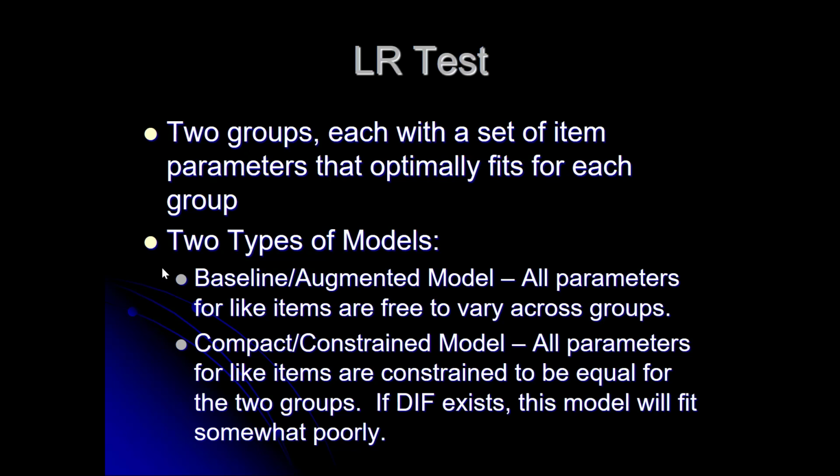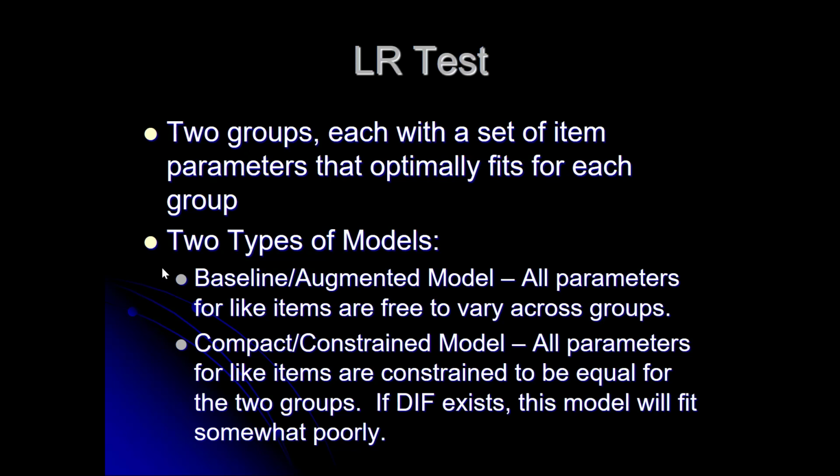You'll have different item parameters for item one versus item two in each group and across groups. So "same items" just means the same item that both groups take. And then we're going to run a second model, and the second model is a little bit different. It's called the compact model in some literatures, also called the constrained model.